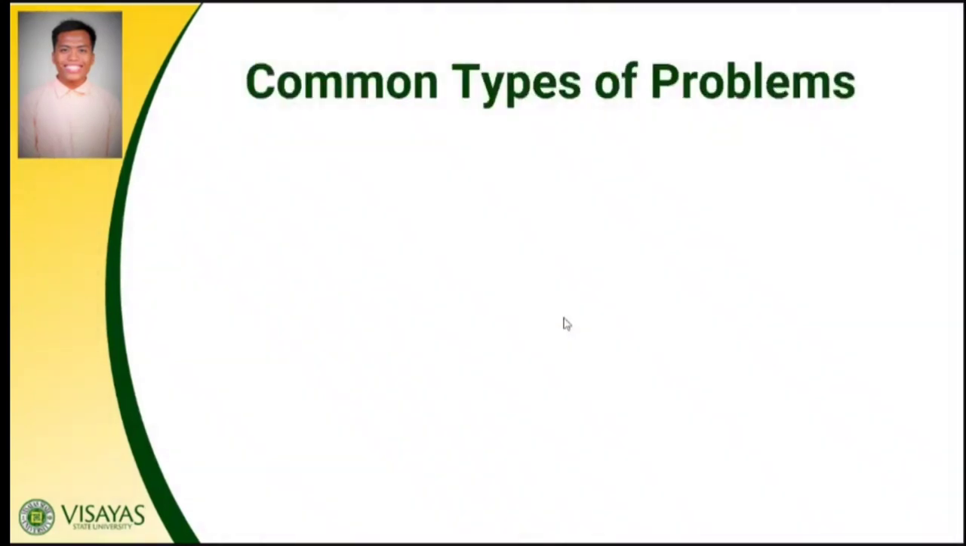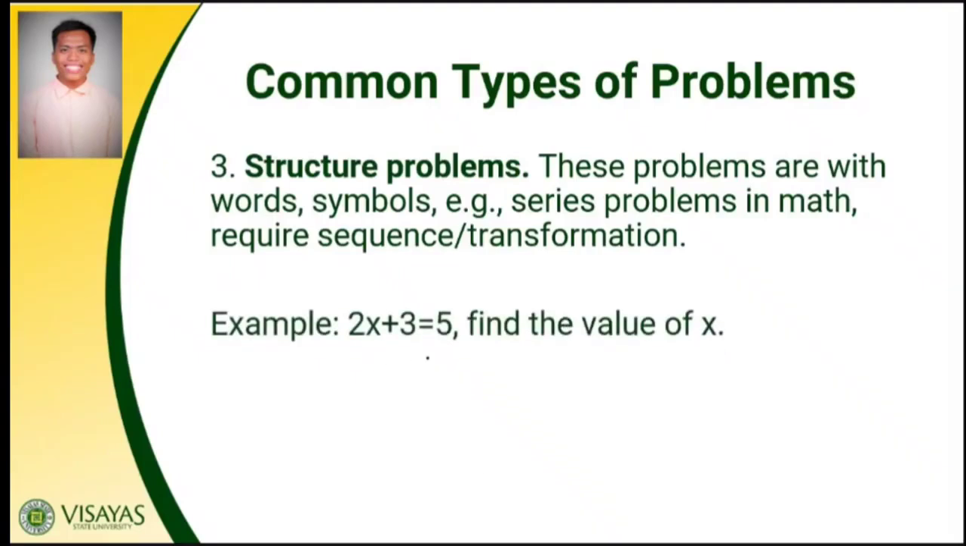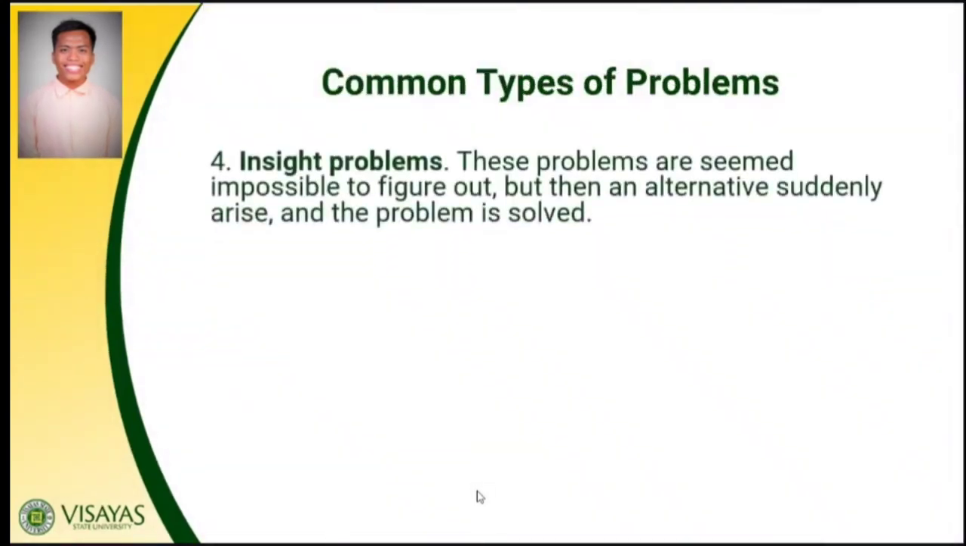The third one is the structure problems. These problems are with words or symbols, series problems in math. It requires sequence or transformation. Example, so you have there 2x plus 3 equals 5. Find the value of x. So 2x equals 5. Ato i-transpose si 3. So may mo siya nga minus 3, di ba? So 2x equals 5 minus 3 is 2. Okay? So x therefore is 1. So this is an example of a structure problems. Not a symbol, not a definite process. Okay. And the last one is the insight problems.